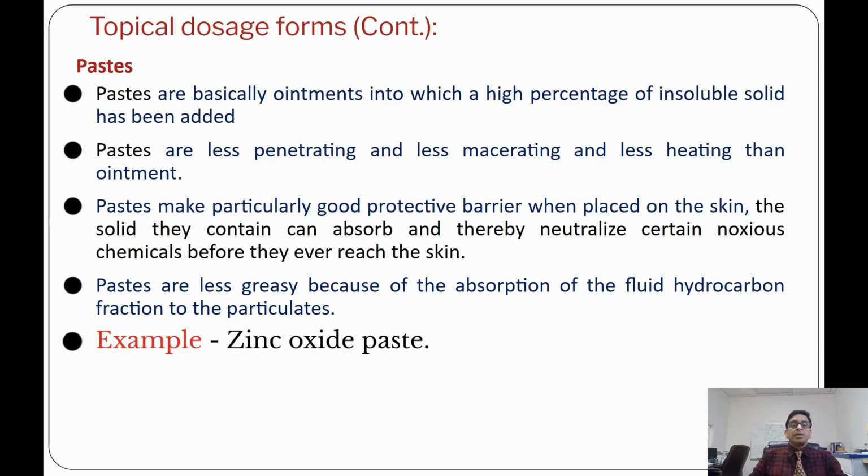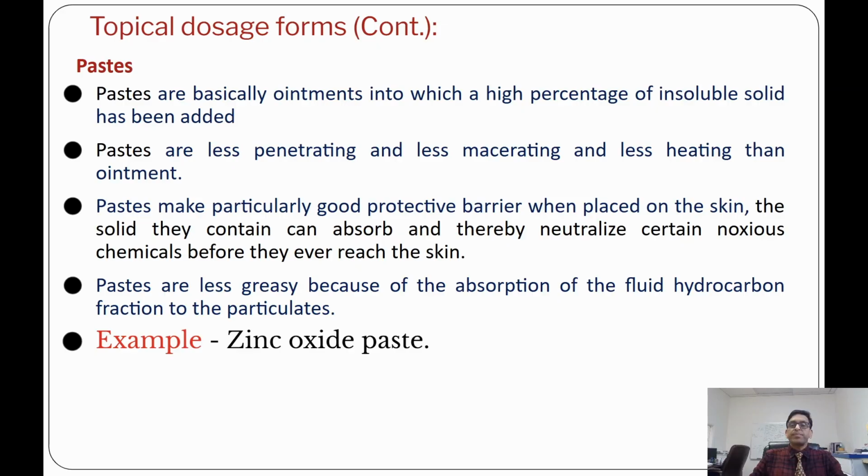Pastes are also considered to be semi-solid and topical dosage forms. Pastes are basically ointments into which a high percentage of insoluble solid has been added. Pastes are less penetrating, less macerating, and less heating than the ointment. Pastes make a particularly good protective barrier when placed on the skin.